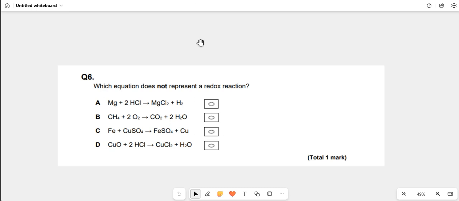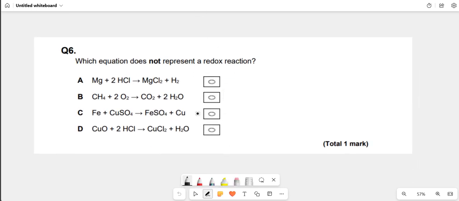Question 6 here. Which equation does not represent a redox reaction? Magnesium, the oxidation state is 0, because elements have 0 oxidation state. In 2 HCl, H is plus 1, Cl is minus 1. In MgCl2, Cl is negative 1, times 2 is negative 2, so Mg has to be positive 2. And H2 is 0. So this is a redox reaction. Magnesium got oxidized, H got reduced, and Cl stayed the same.